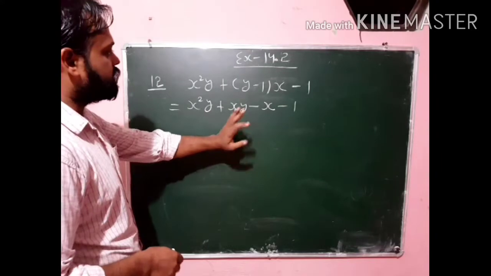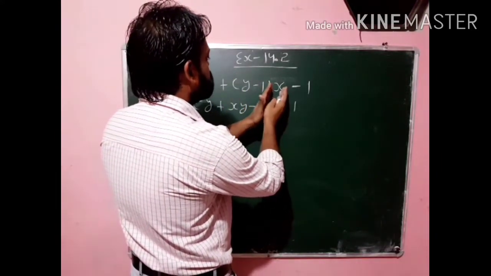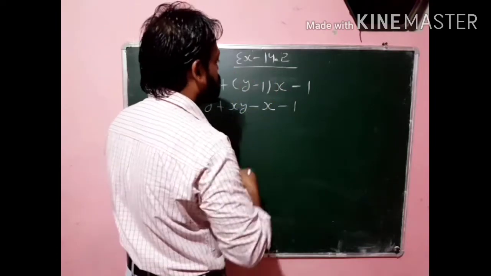So I hope this is clear to you. Very simple sum this is. If there is any bracket, first of all we have to multiply the terms which are in the bracket with the value outside.